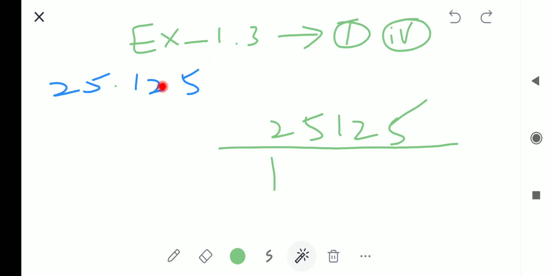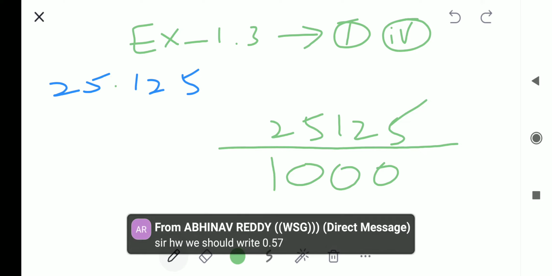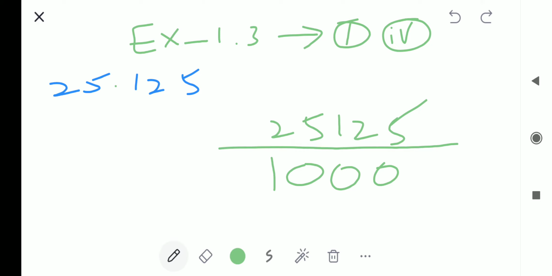how many digits are there? That number of zeros we should keep after 1 in the place of the denominator. So after the decimal point 1, 2, 5, that means how many digits are there? 3 digits are there. So I am keeping 3 zeros after 1 in the denominator. Now you see, 25.125 should be written in P by Q form as 25125 by 1000.